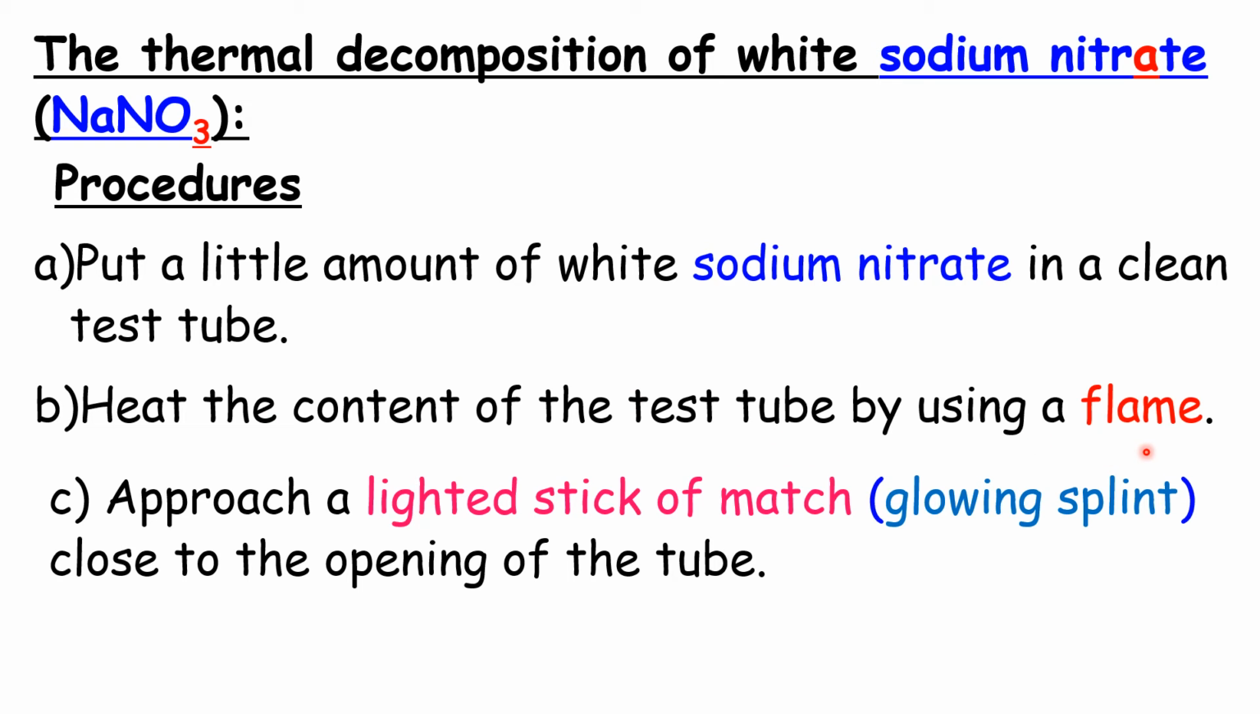يبقى هنسخن الصوديوم نايترات. Approach نقرب a lighted stick of match أو glowing splint. عود كبريت أو glowing splint اللي هي زي عود الكبريت بس بتبقى طويلة وخاصة في المعامل. Close يعني قرب the opening of the tube. يبقى هنقرب اللايتد ماتش ده من ايه؟ فتحة التست تيوب.